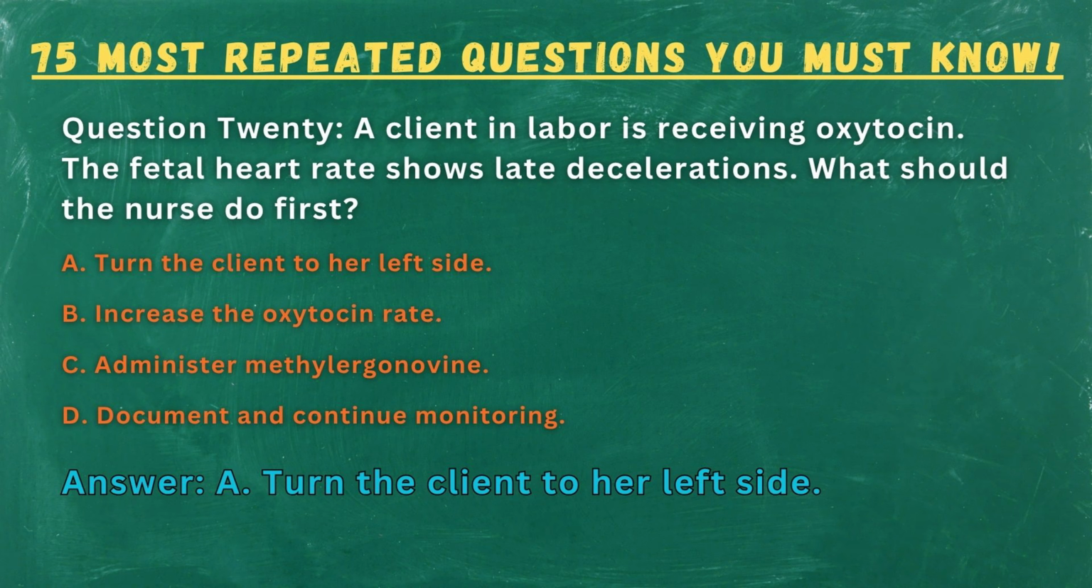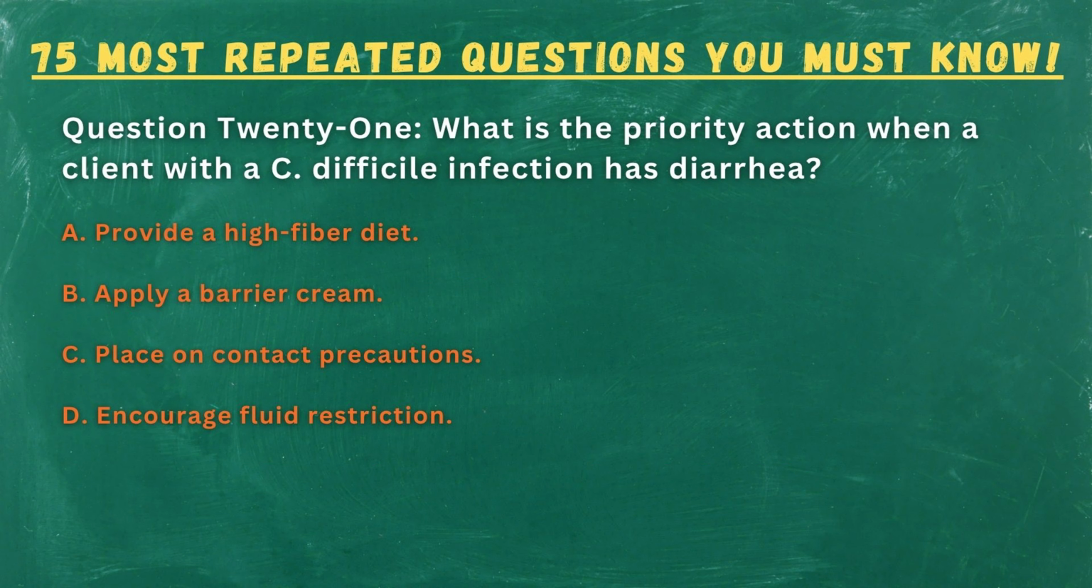Answer: A. Turn the client to her left side. Question 21. What is the priority action when a client with C. difficile infection has diarrhea?